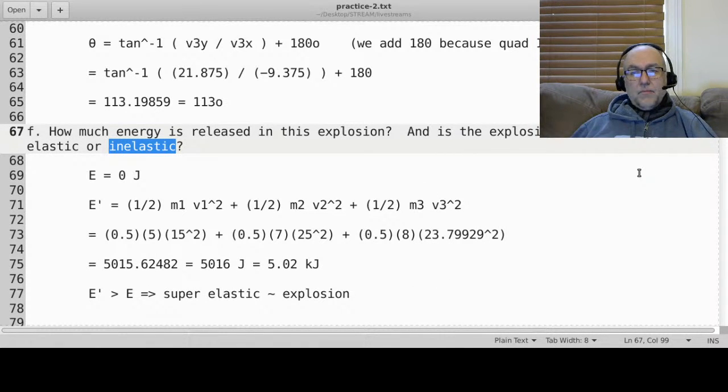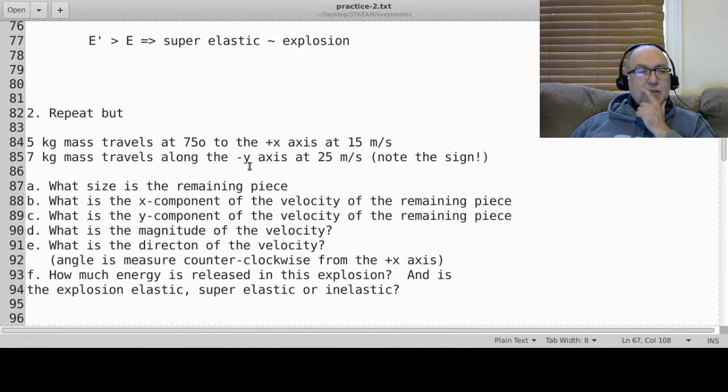Okay, so I don't want to make that a hard rule, but generally speaking, explosions are super elastic, and things sticking are inelastic. All right, let me take a look here if there's any questions about what I've done so far. I don't see any questions, so let me move on to number 2.